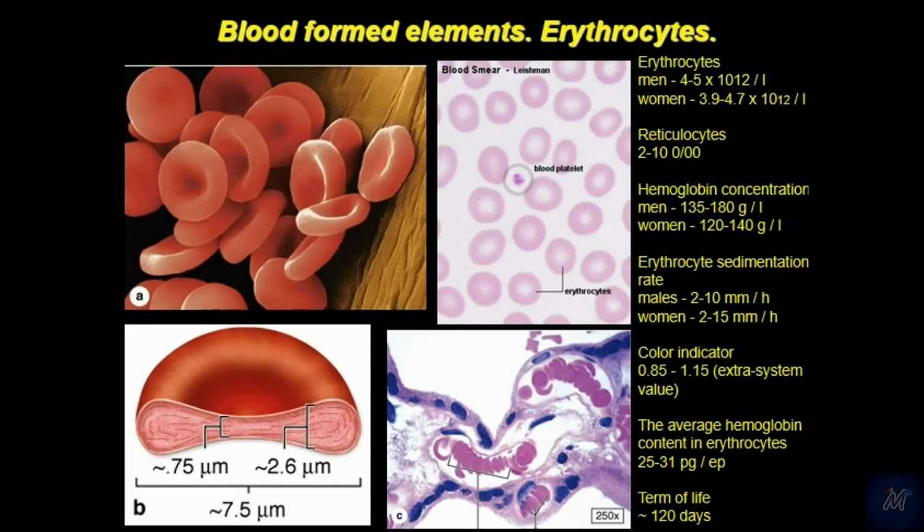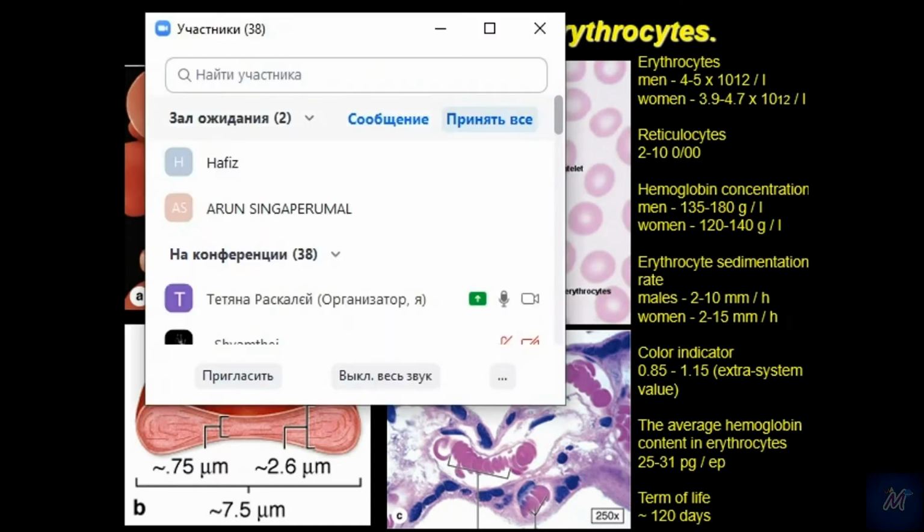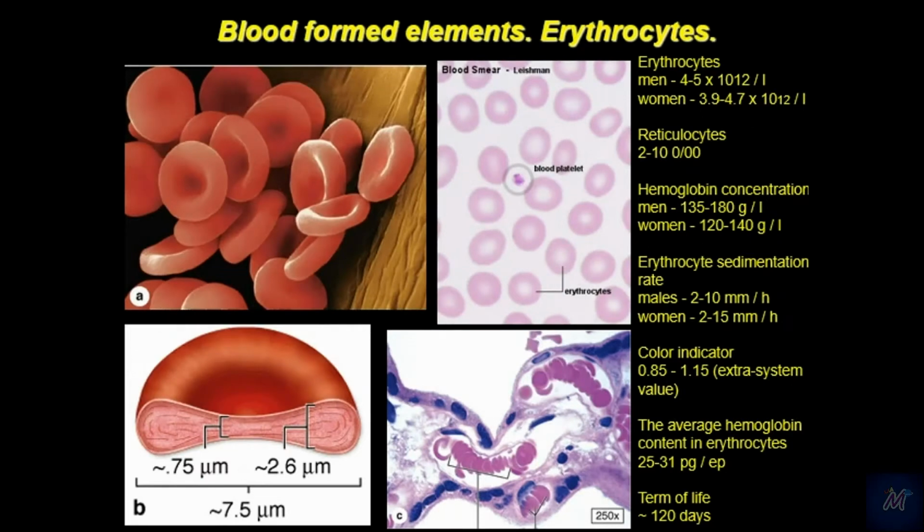What about the count? The normal concentration of erythrocytes in blood, you can see here. In men, from 4 to 5 multiplied by 10 to the power of 12 per 1 liter. In women, 3.9 to 4.7 multiplied by 10 to the power of 12 per 1 liter. Women have a lower count of erythrocytes than men because female sexual hormones can inhibit erythropoiesis. Erythropoiesis is the process of formation of erythrocytes, and because women every month lose a little bit of blood because of the menstruation cycle, it's usually normal that they have a lower amount of erythrocytes than men.